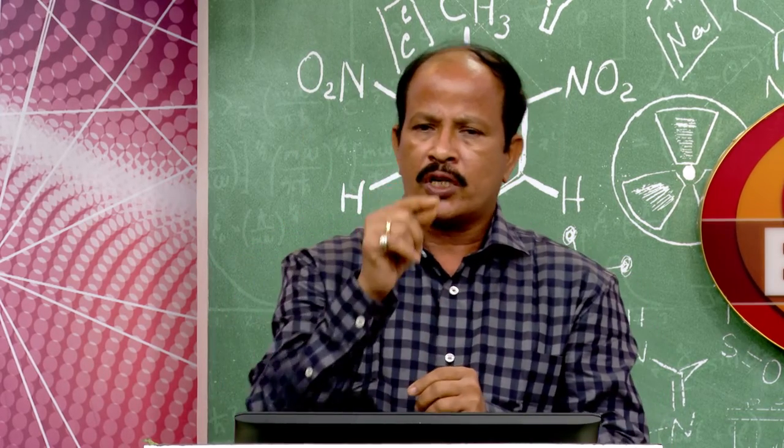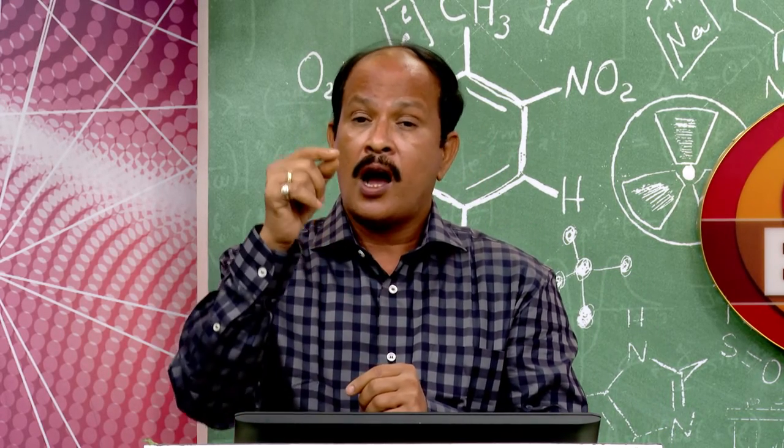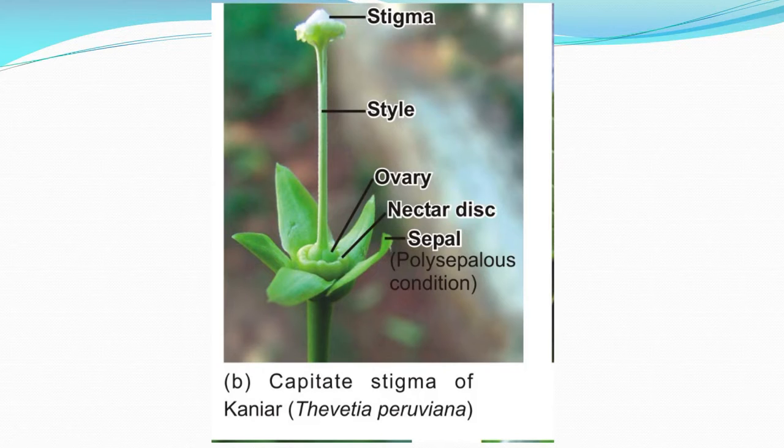Now, each carpel or pistil has 3 parts. The uppermost part is the stigma, which is projected beyond the flower, and it is the site to which the pollens land on, or the site to which pollens bind. So, it is the pollen landing surface, and the basal part of the carpel is the ovary. It is the swollen part.